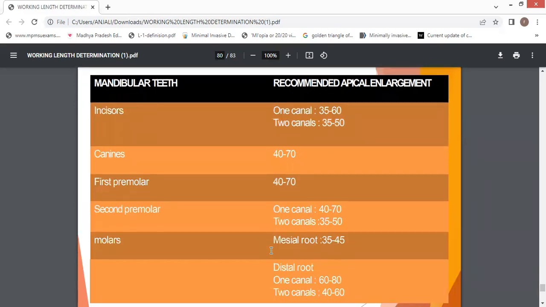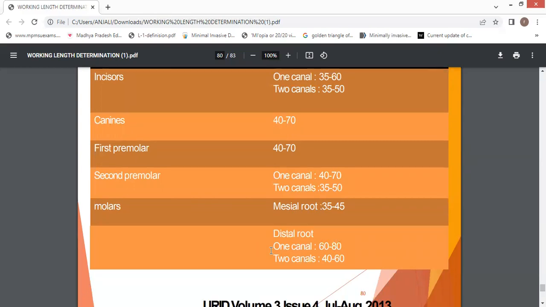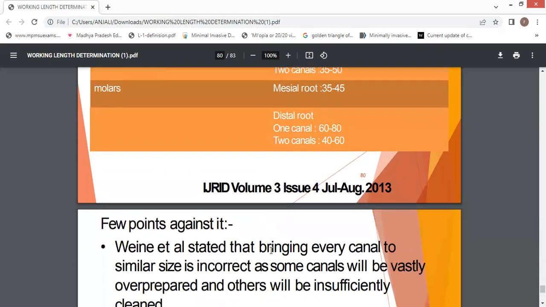In mandibular teeth, recommended apical enlargement for incisors with 1 canal is 35 to 60, with 2 canals 35 to 50. For canines, it is 40 to 70. For first premolar, it is 40 to 70. For second premolar, with one canal, 40 to 70, with two canals, 35 to 50. In molars, with mesial root, 35 to 45. With distal root, with one canal, 60 to 80, in two canals, 40 to 60.